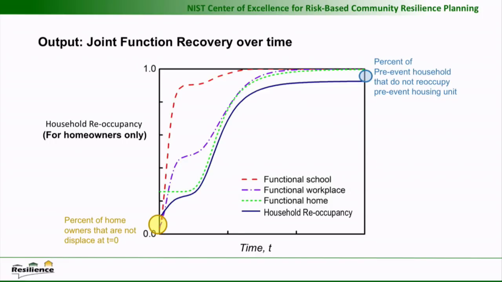In this case, we have time on the x-axis and the probability of the percentage of households that are reoccupying their pre-event homes. And we show here that at the beginning of the event, in this case for Shelby County, which was a very large earthquake, the majority of the population does dislocate. Only a small percentage of the population is able to stay in their homes. And even at the end of the recovery process, we still have households that are not able to return to their pre-event housing units.